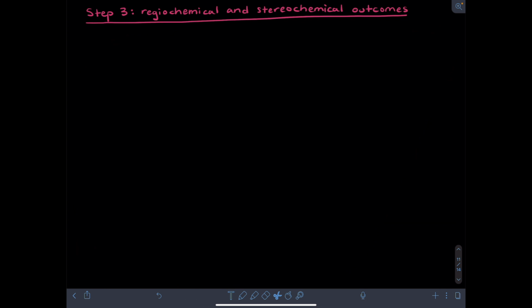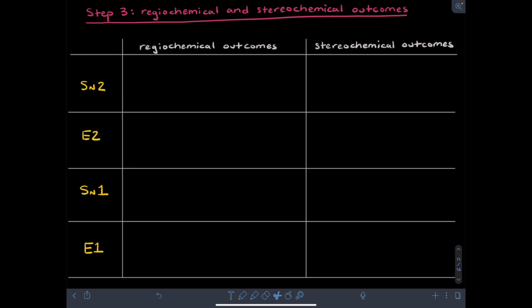And step 3 of predicting your products, after you've determined how your reagent is going to behave and the mechanism, is to consider the regiochemical and stereochemical outcomes for your different reaction pathways. I'm going to show these in a table.